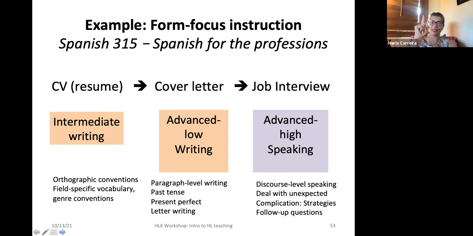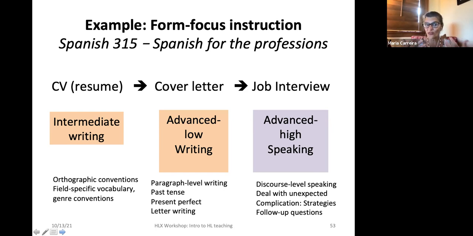I start out with the task that they're going to have to complete, creating that resume or CV, right? And the CV, if you look at the actual proficiency guidelines, you will see that's intermediate level writing. It's intermediate because it doesn't have paragraphs. They're really loose sentences. There's still a lot of formulaic language, which is a little bit at the novice level, right? But what we use it for is orthographic, to learn orthographic conventions.